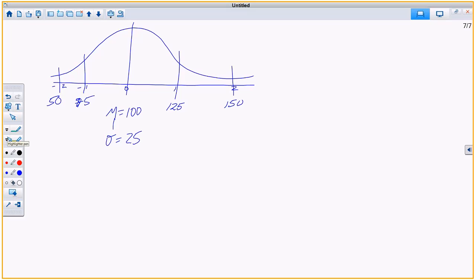Everybody with me? So now, in the second part of chapter 7, your mean and your standard deviation are totally different. And now the question is going to ask you for one of two things. It's going to ask you for the area, or it's going to ask you for x.